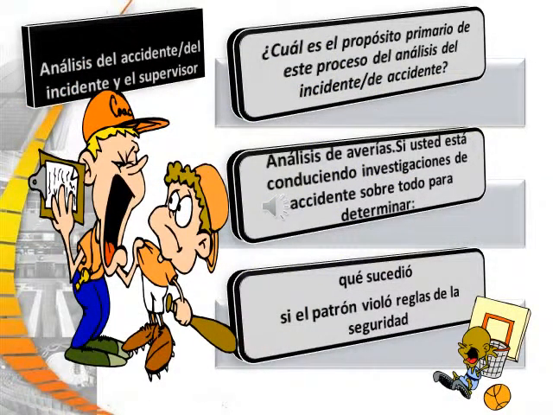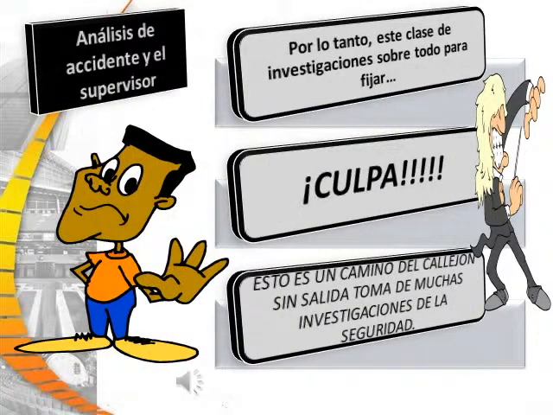What is the primary purpose of the incident accident analysis process? Well, if it's fault-finding, you're conducting an accident investigation to primarily determine what happened and if the employer violated safety rules. Therefore, this kind of investigation is primarily to fix the blame. This is a dead-end road many safety investigations take.